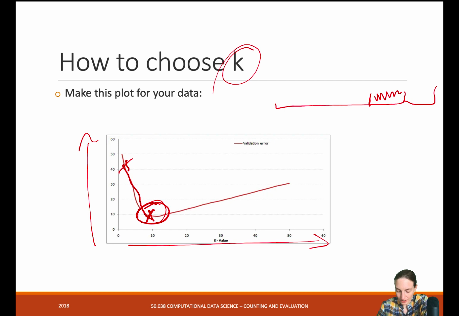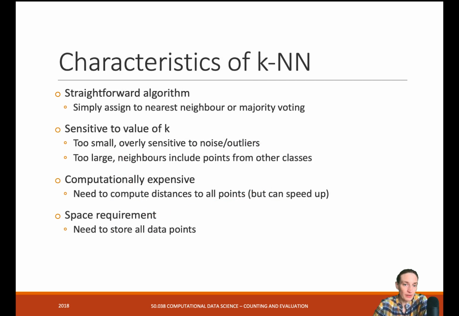We'll be looking at something called grid search as well to do optimization of different parameter settings, and you might find this useful for other algorithms. We'll be having a look at this in the SVM section. So k nearest neighbor, straightforward, simple. It is very sensitive to the value of k, so be careful of that.